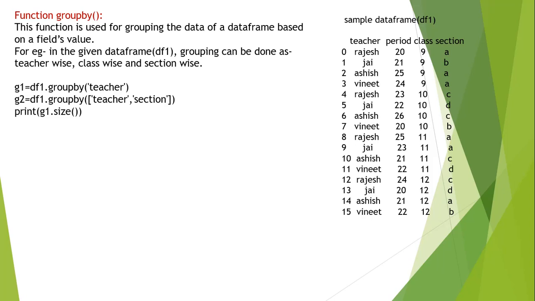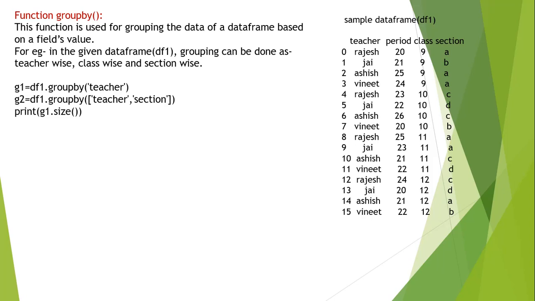Now let's see here. This function is used for grouping the data of a data frame based on a field's value. For example, in the given data frame, grouping can be done teacher wise, class wise, section wise. You have to identify these things: for this sample data frame, we have the teachers' names Rajesh, Jay, Ashish and Vineet. Rajesh, Jay, these values are repeating.